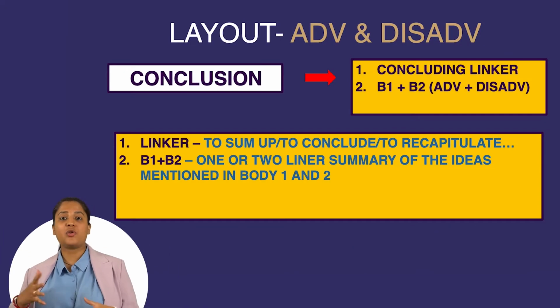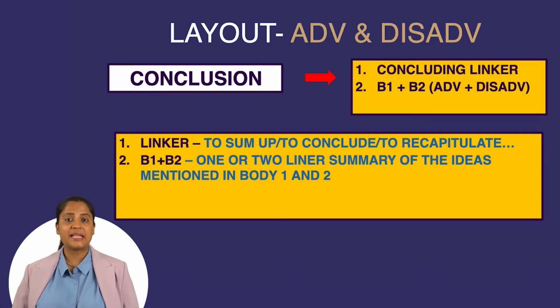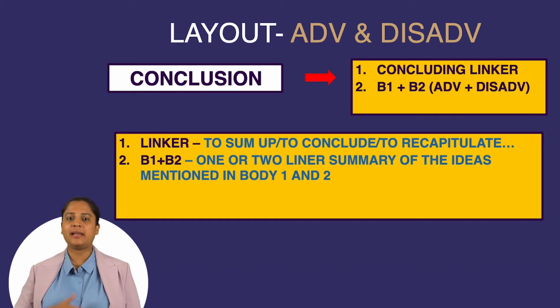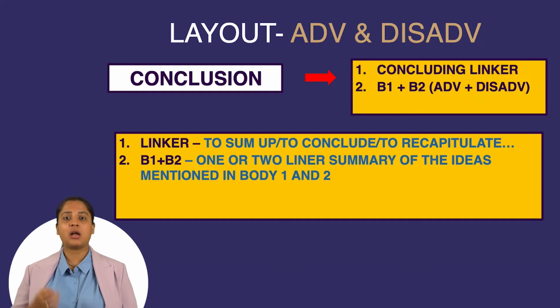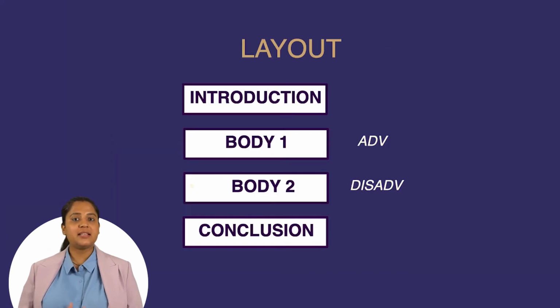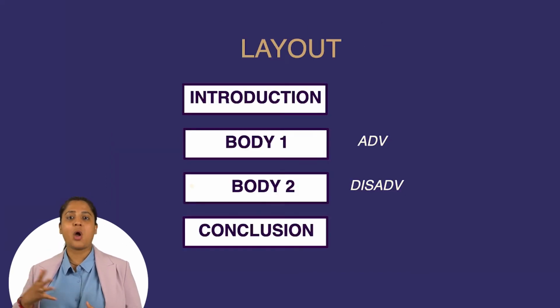Finally, we will have the conclusion for the essay. This conclusion is nothing different than the ones we wrote for the other essay question types we looked at in the previous video. It consists of a concluding linker and a 1 or 2 liner summary of body 1 and body 2, and that would be all. Here is a quick look at how we formatted and organized this essay.